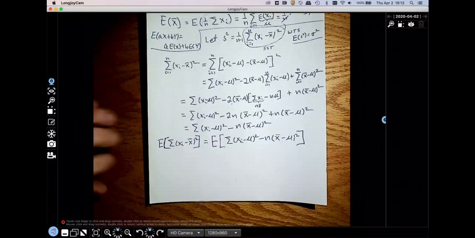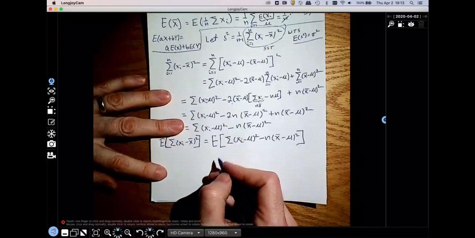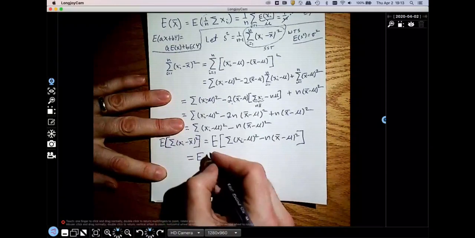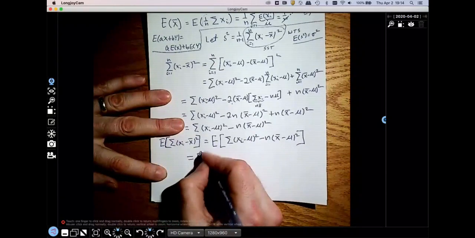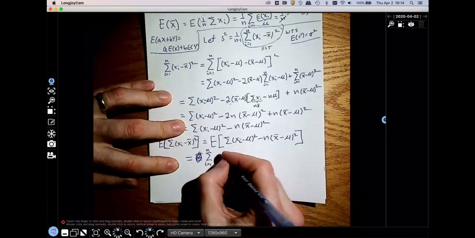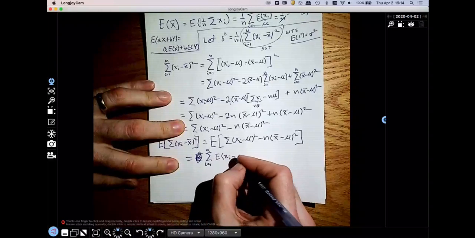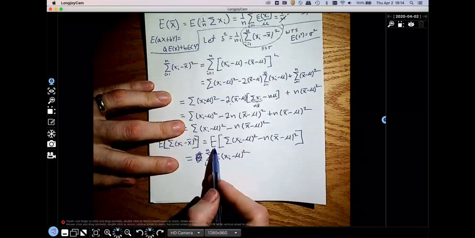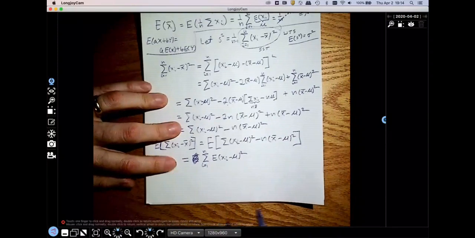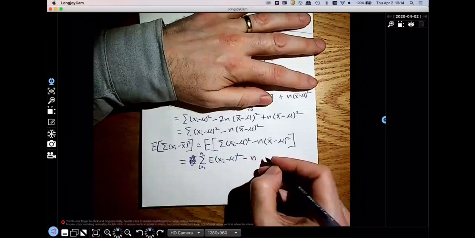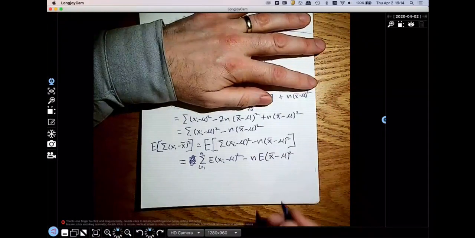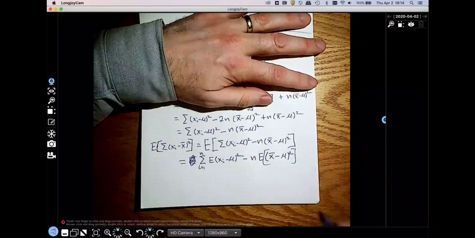Well, let's go distribute our expected value sign. So this is equal to the expected value of, actually, hold on. I'm going to make this the sum. We're going to pull the sum out. The sum, i equals 1 to n of the expected value of xi minus mu squared. So all I did is I pulled the sum out and moved the expected value sign into this thing. And then I have n times the expected value of x bar minus mu squared. If you want, you can put brackets around that.